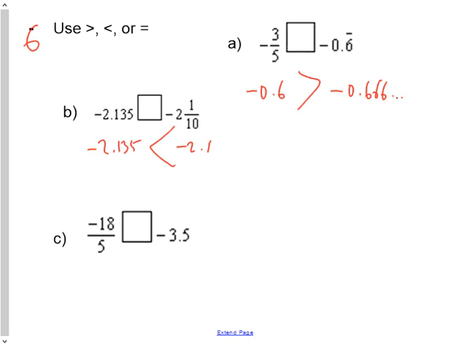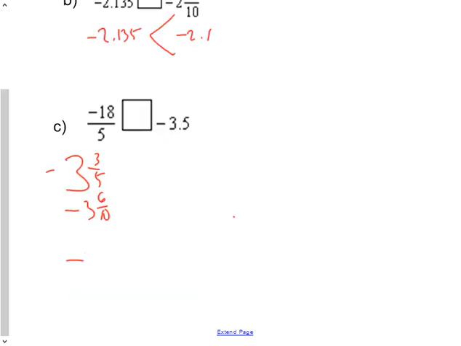And finally, 18 over 5. Well, how many 5s are there in 18? There's 3. How many left over? 3/5. So changing that improper fraction to a mixed number, you would get negative 3 3/5. Or, as an equivalent fraction with a base 10 denominator, negative 3 6/10. So negative 3.6 is the decimal version of that particular fraction.